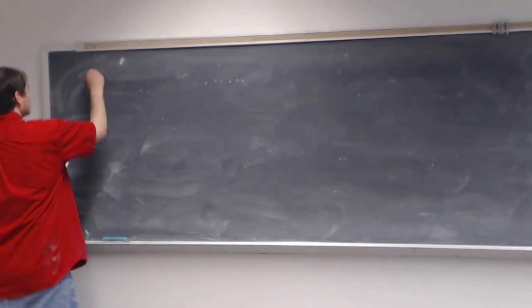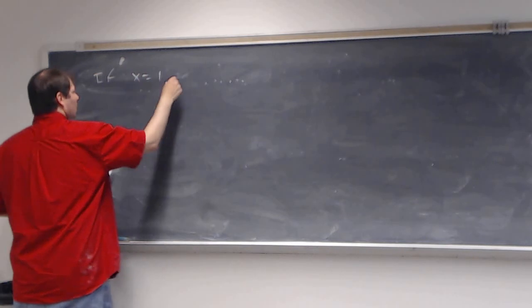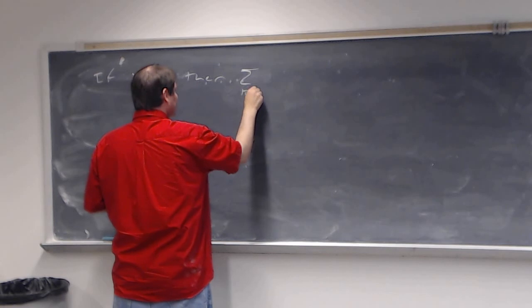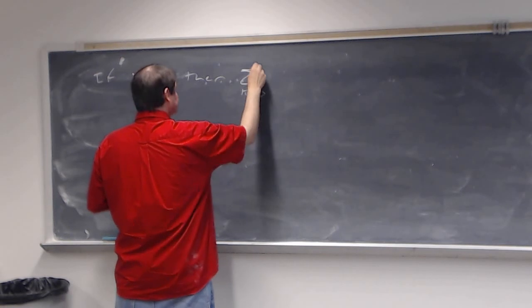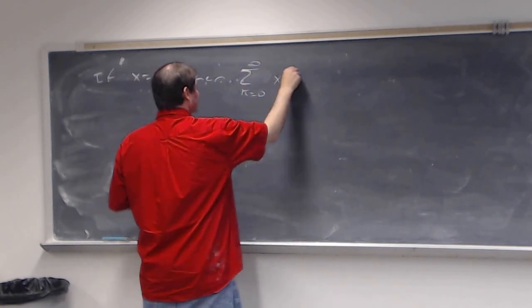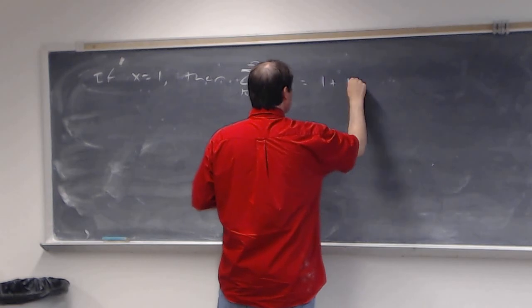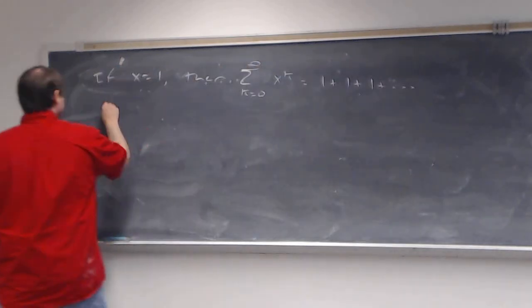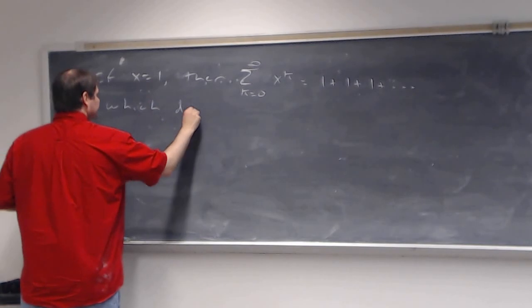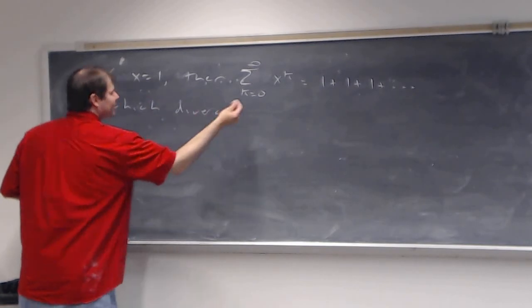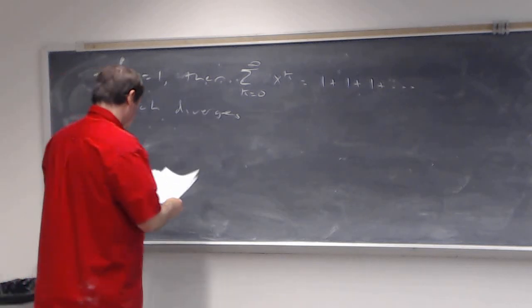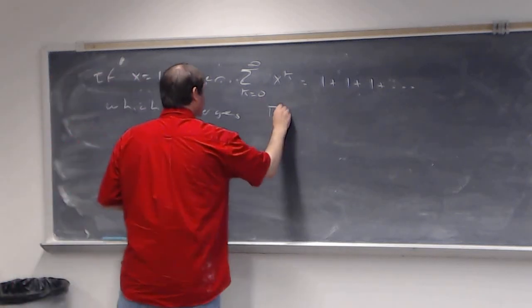Okay. The last case is if x equals 1. Then our sum, as k runs from 0 to infinity of x to the k, is just going to be 1 plus 1 plus 1 plus, and so on, which diverges. The partial sums will be unbounded. That's what gives us divergence, and that concludes the proof.